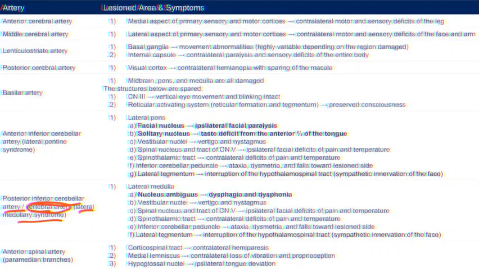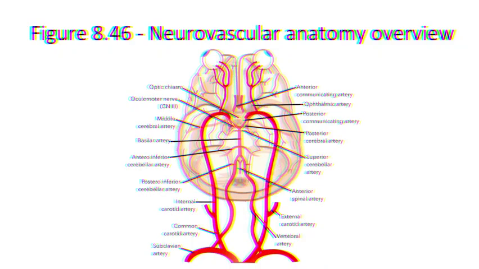Because the lateral medulla is damaged, we'd expect all the structures in this region to be affected. Let's pull up some of the figures to more clearly see what structures are damaged. From figure 8.46, we can see that the posterior inferior cerebellar artery, or PICA, is right here. Notice how this artery wraps around the lateral aspect of the medulla. Also notice that the PICA is a direct branch of the vertebral artery. This is why when the vertebral artery or the PICA are occluded, the lateral medulla becomes ischemic.